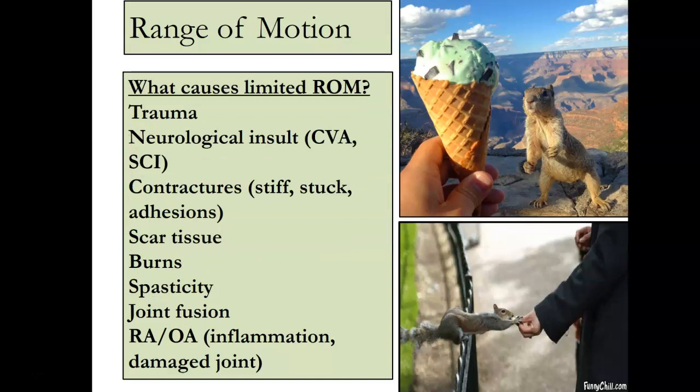What causes limited range of motion? All kinds of different things. Trauma, some kind of injury to the joint. Neurological insult. You'll learn more about these as you go through the program. A stroke, spinal cord injury. They may be partially paralyzed, so they obviously cannot lift and move their arms or legs like they used to.